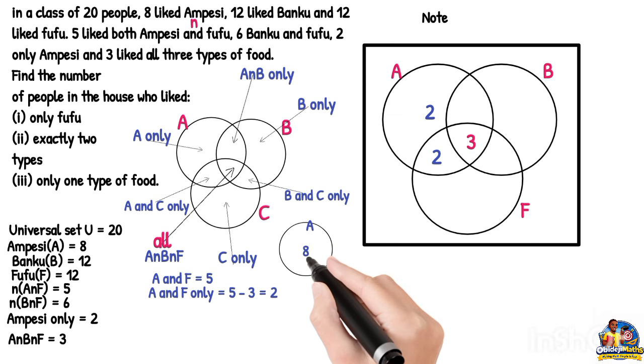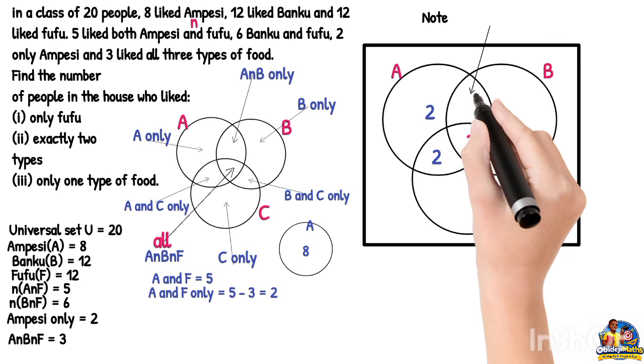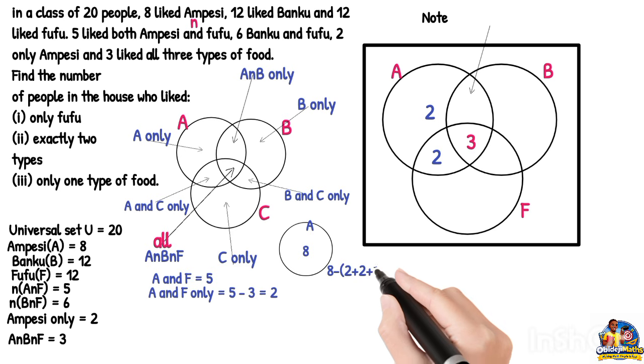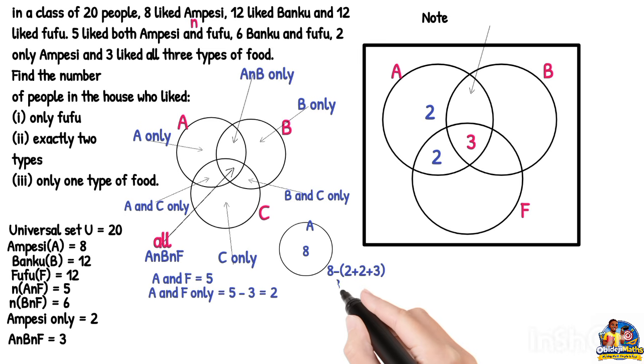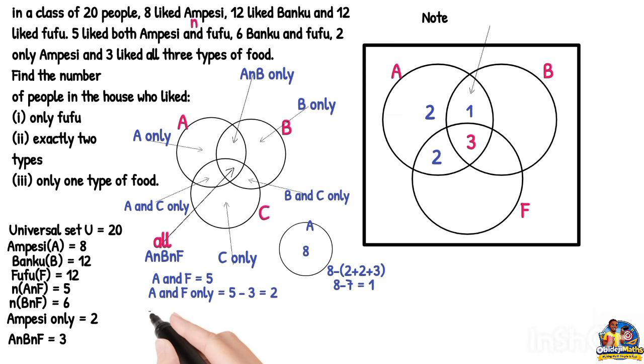Now look at the whole circle of A. According to the question, Ampesi is 8 in total. If you look at A, 2 is there, 2 is there, 3 also is there. So to get A and B only, we need to remove 2 plus 2 plus 3 from 8. That will be 8 minus 7, which is 1. So A and B only is equal to 1. If we add 2 plus 2 plus 1 plus 3 together inside that A, it will give you 8.